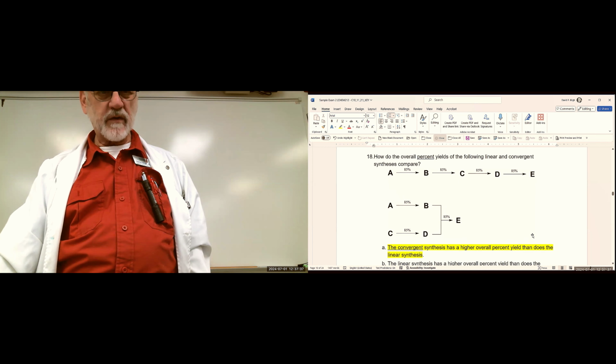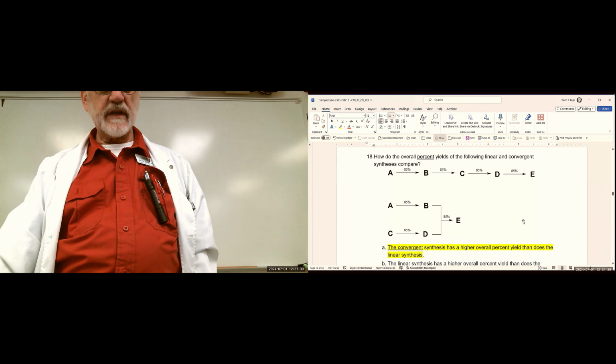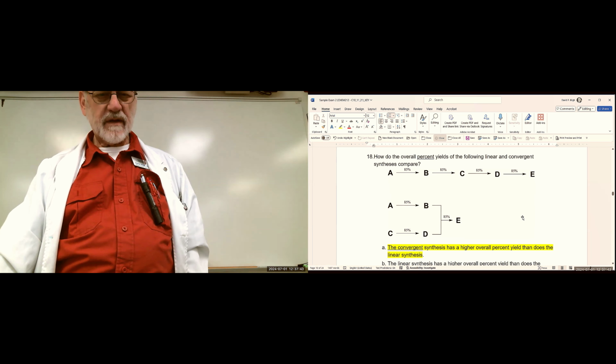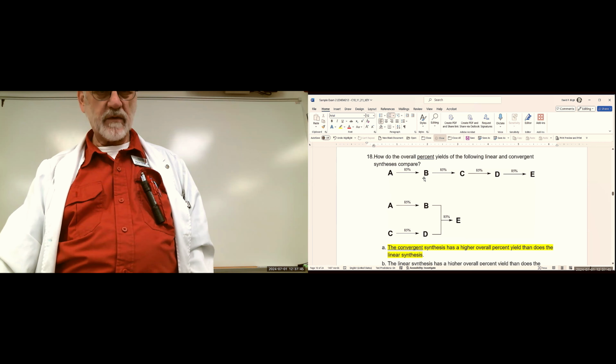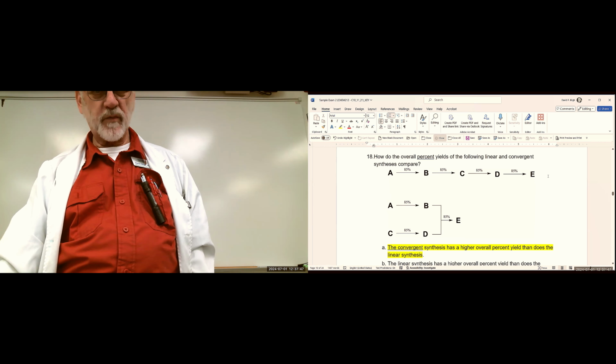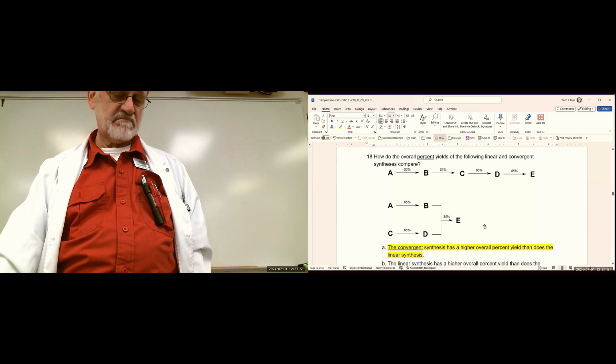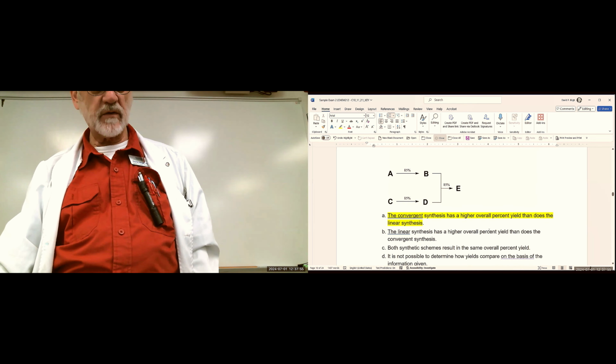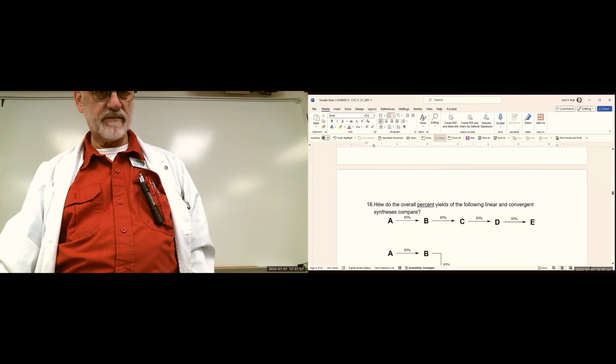I don't think you'll have any trouble. How do the overall percent yields of the following linear and convergent syntheses compare? It's pretty easy. This would be 85 to the fourth power, and this would be 85 to the second power. So the convergent synthesis has a higher overall percent yield. That's simple.